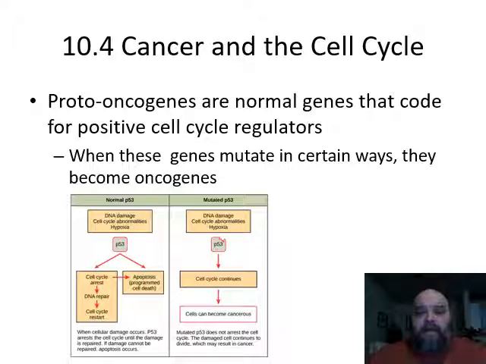But if the DNA can't be repaired or the metabolic abnormality is too severe, the cell goes into apoptosis, cell suicide. Better to lose the cell than to lose the tissue. Better to lose the tissue than to lose the organ, and so on.